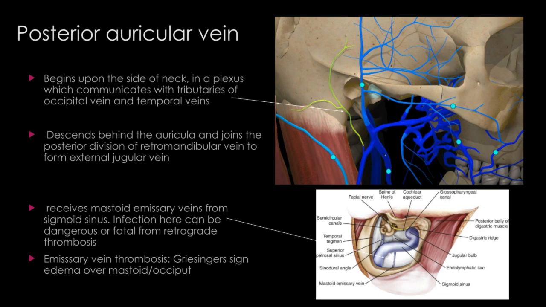Here you can see the retromandibular vein, and this is the posterior division of the retromandibular vein. It joins with the posterior auricular vein to form the external jugular vein. This is the external jugular vein. What you see here is the maxillary vein, a short vein which is formed by the confluence of the pterygoid plexus.